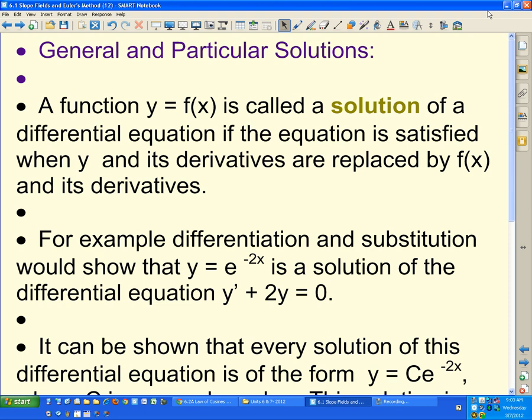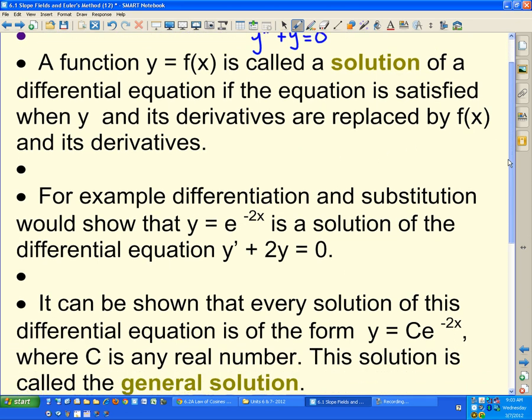So we have the general and particular solutions definition, and this goes back to what we talked about before. A solution of a differential equation is basically, if we're given a differential equation which might be something like y double prime plus y equals 0, if I can plug in f of x in for y and then the second derivative, and they add together and get a 0, that would be considered a solution to the differential equation.